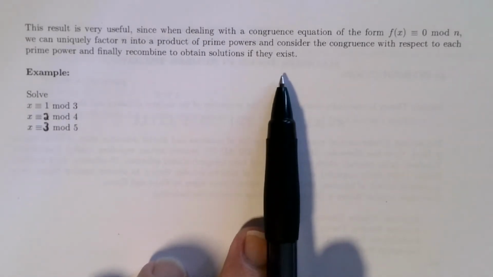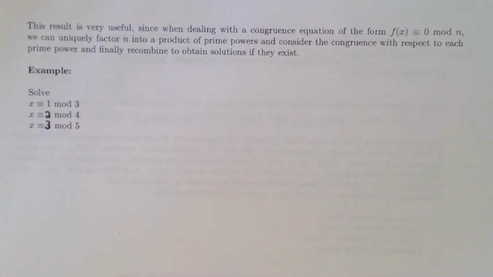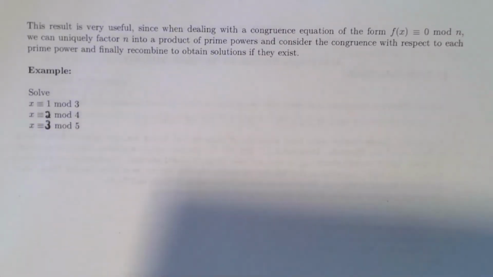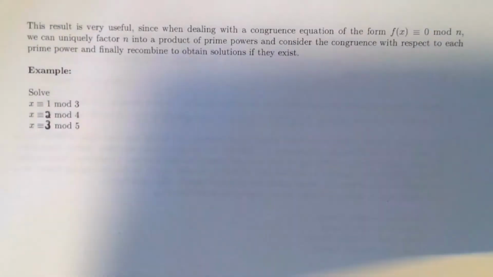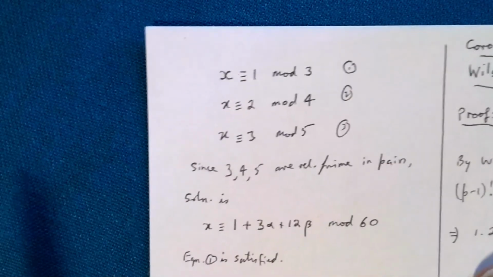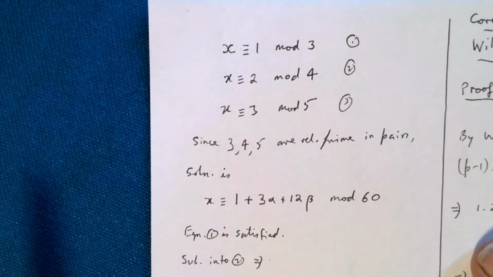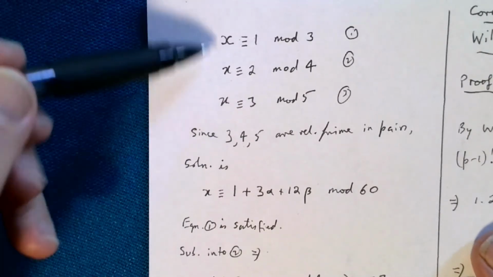Just as a simple example, I'm going to quickly solve this system here. x is congruent to 1 mod 3, 2 mod 4, 3 mod 5. And here is the solution to this. I'm going to do this in a probably slightly novel way. There are many ways of solving this system of equations.